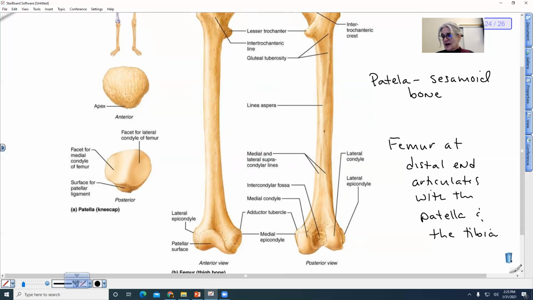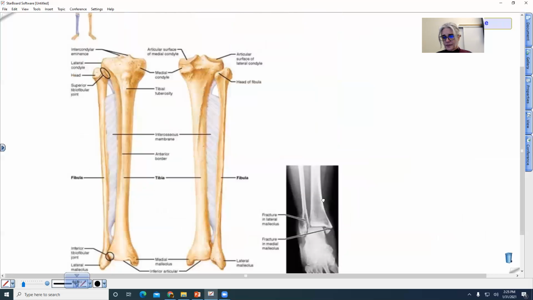When we look at the tibia and fibula, you can see here that these are the surfaces of the tibia, which would receive the condyles of the femur. So the condyles of the femur actually sit there, but again, there's the menisci that deepen that articulation. You'll see that the head of the fibula articulates with a region on the tibia.